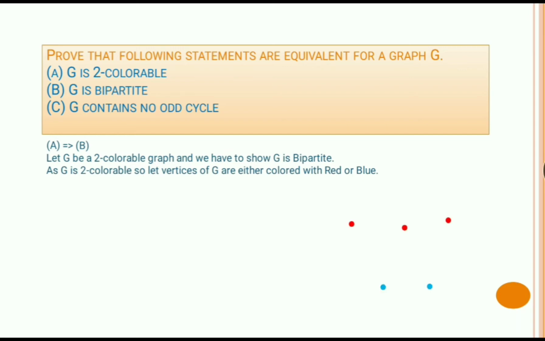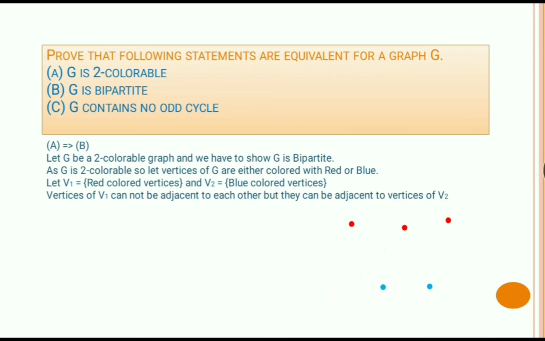So I have drawn the vertices like this. Here I have put the red vertices of that graph, and here I have put the blue vertices of the graph. Then let V1 be the set of all red color vertices. So these vertices make up the set V1 and these vertices make up the set V2.